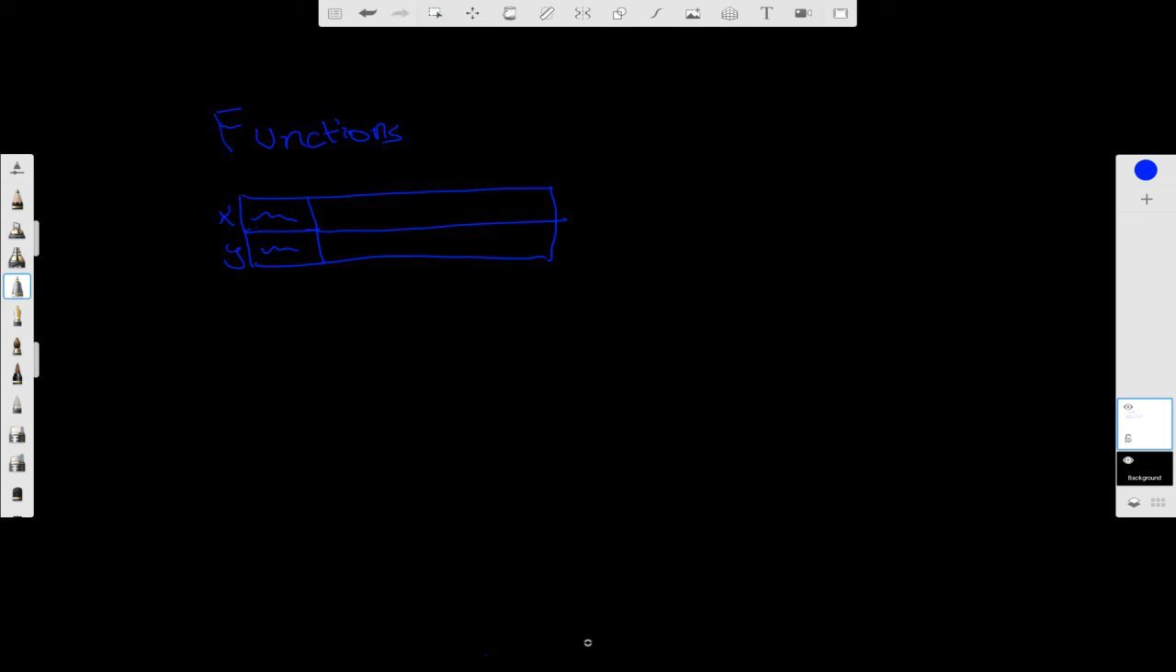That's fine. So make X and Y. Okay? So now there's one thing that's really important over here. You need to know the domain and you need to know the range. Okay? So let's do it like this.